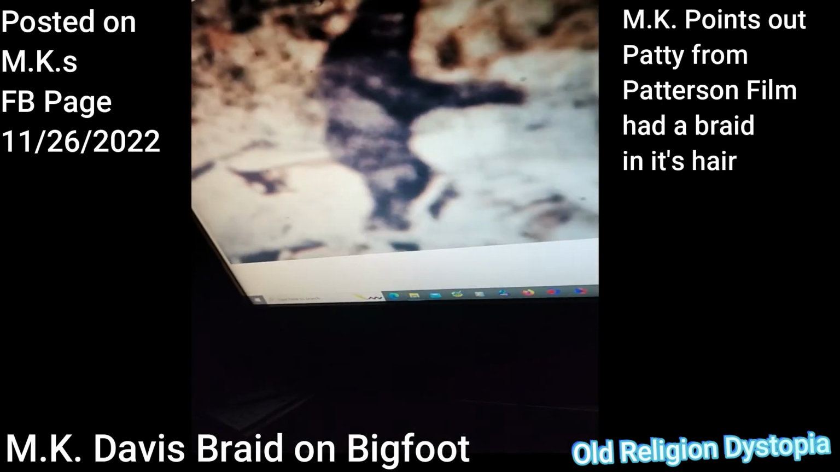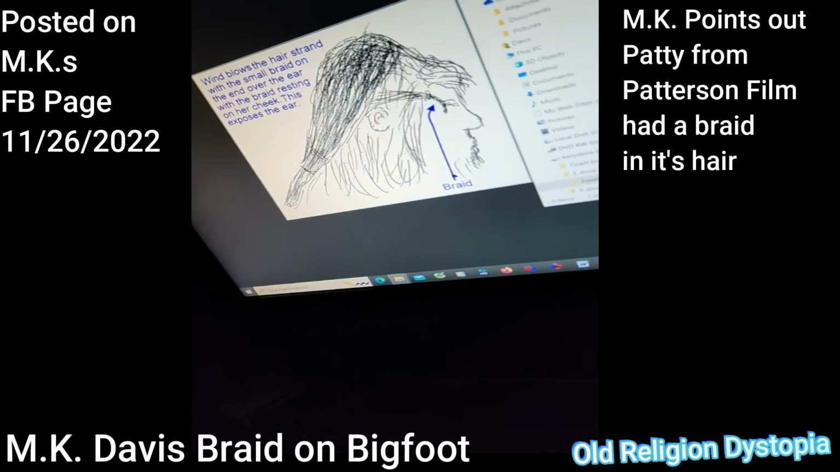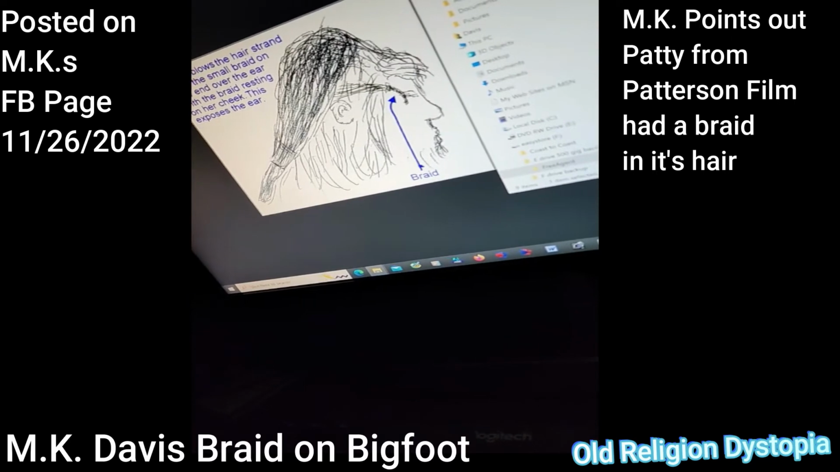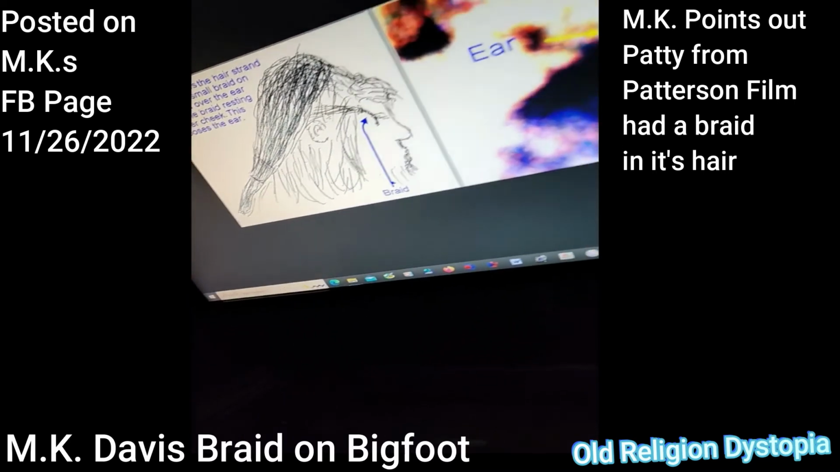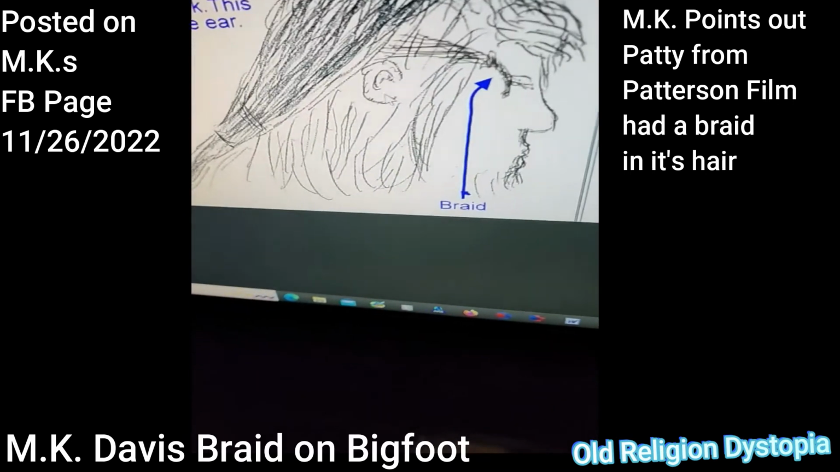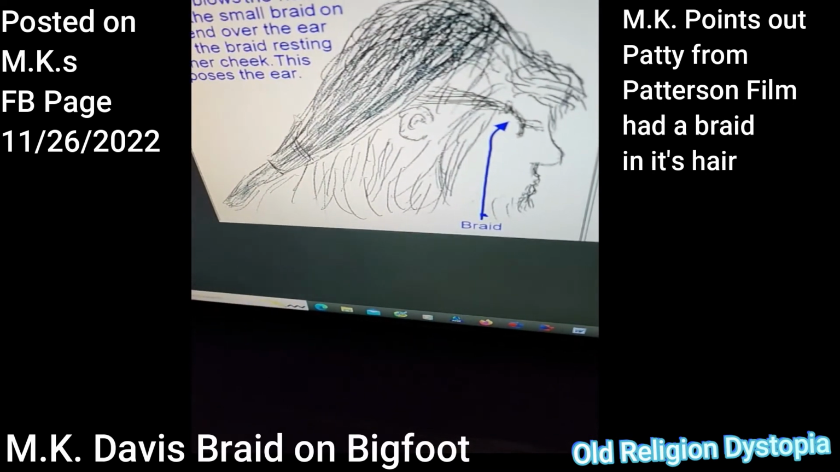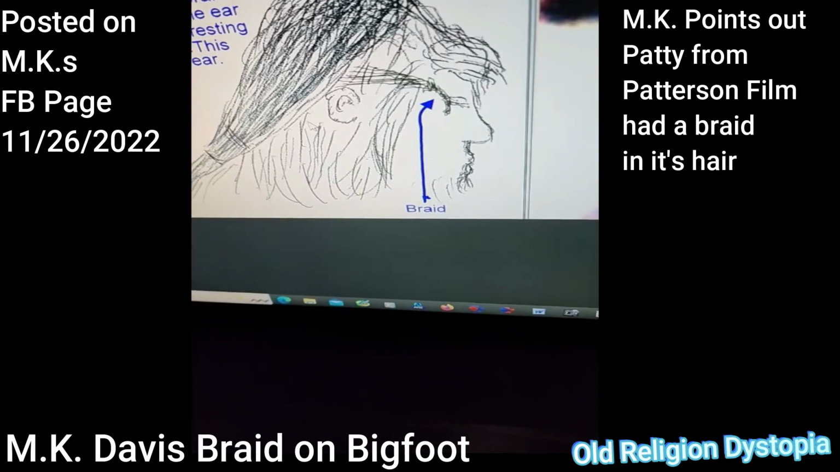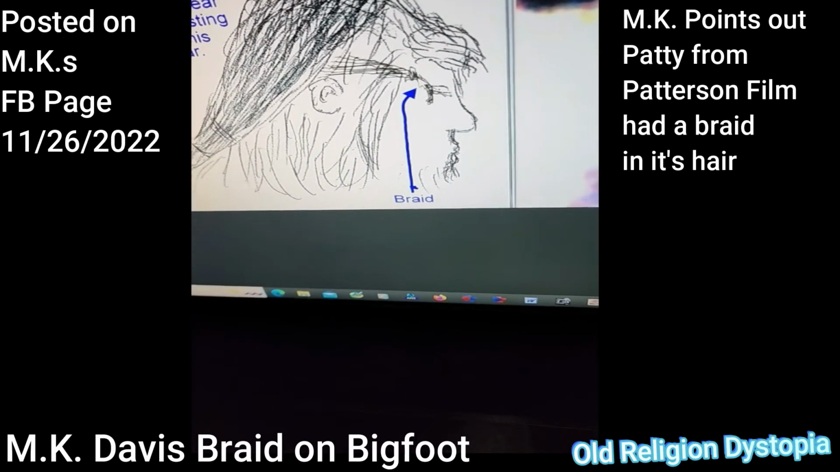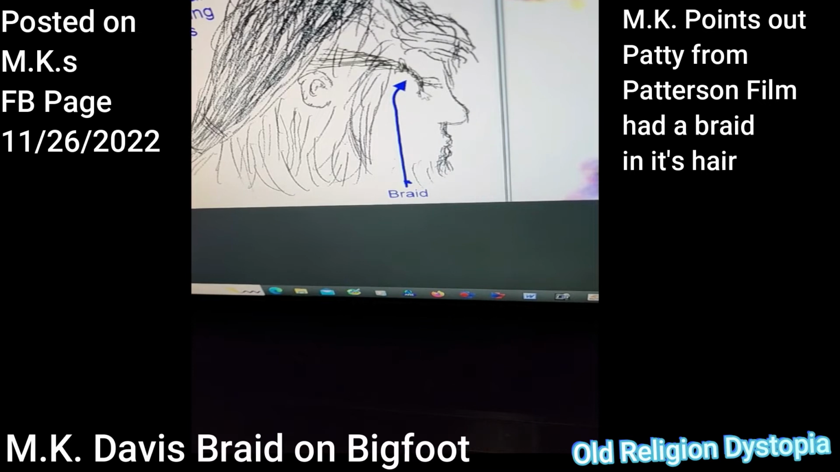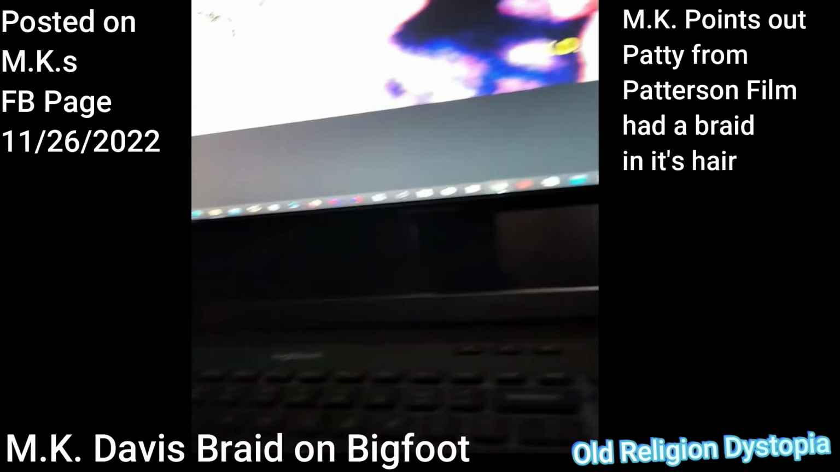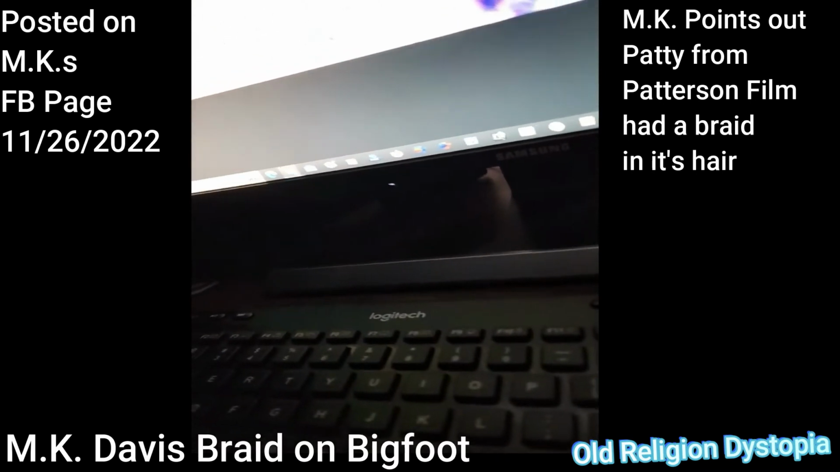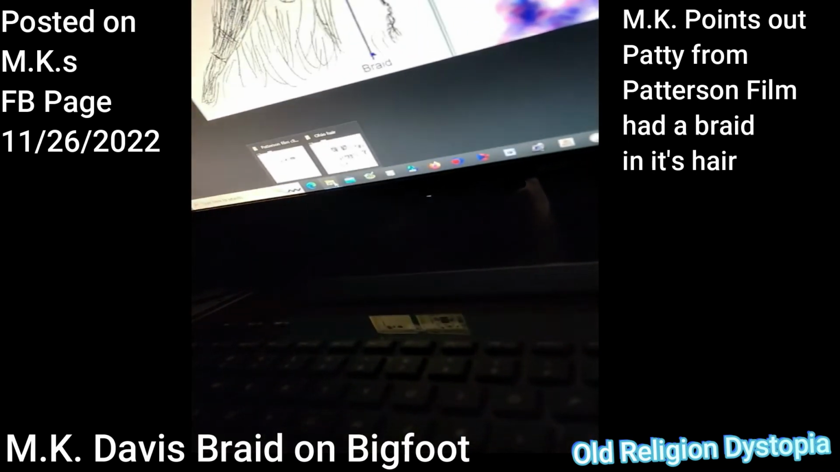Yeah, so let's go back to this. This is my assessment in this drawing right here, that this is a small braid. I think I have another folder with just that on it. Let me see here.